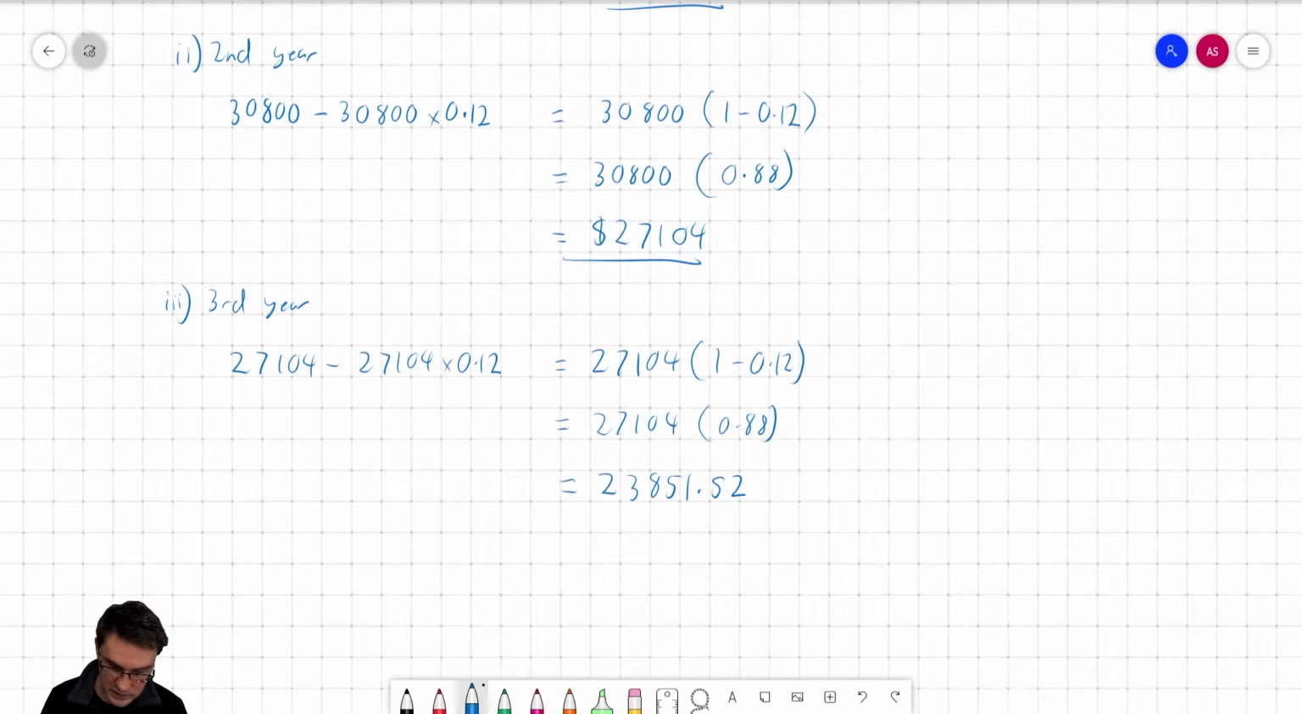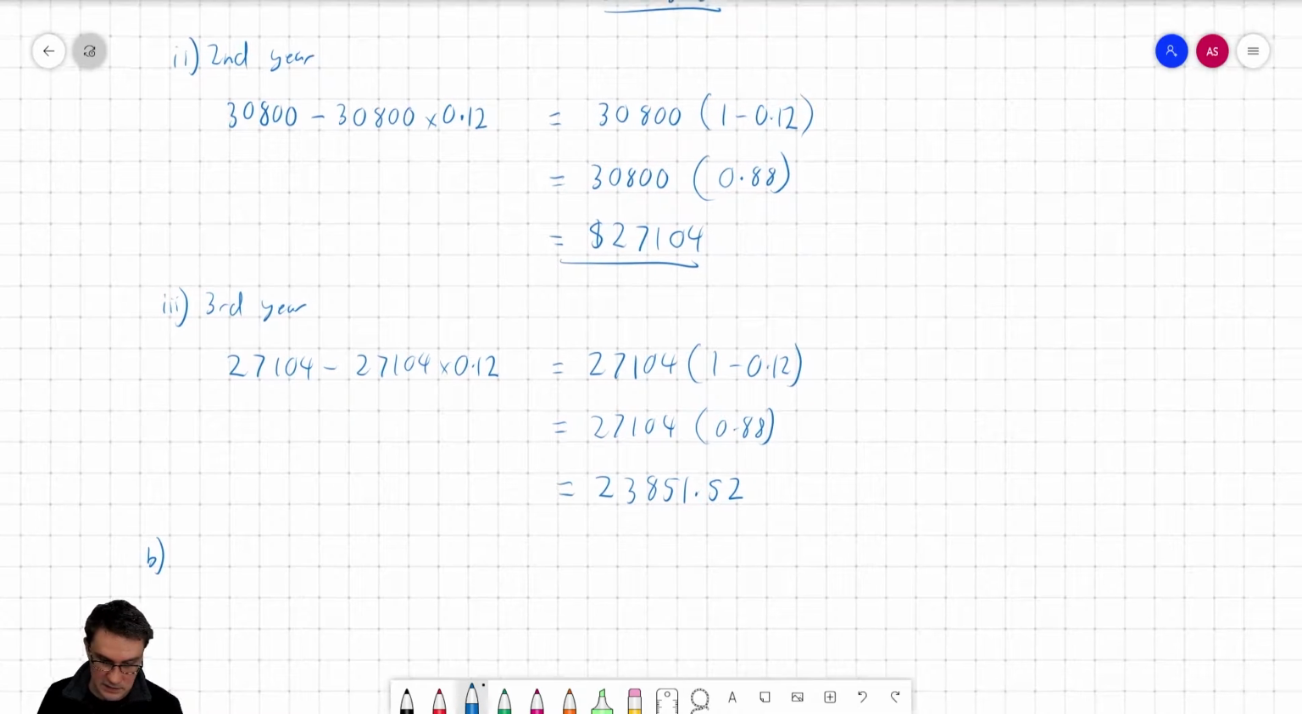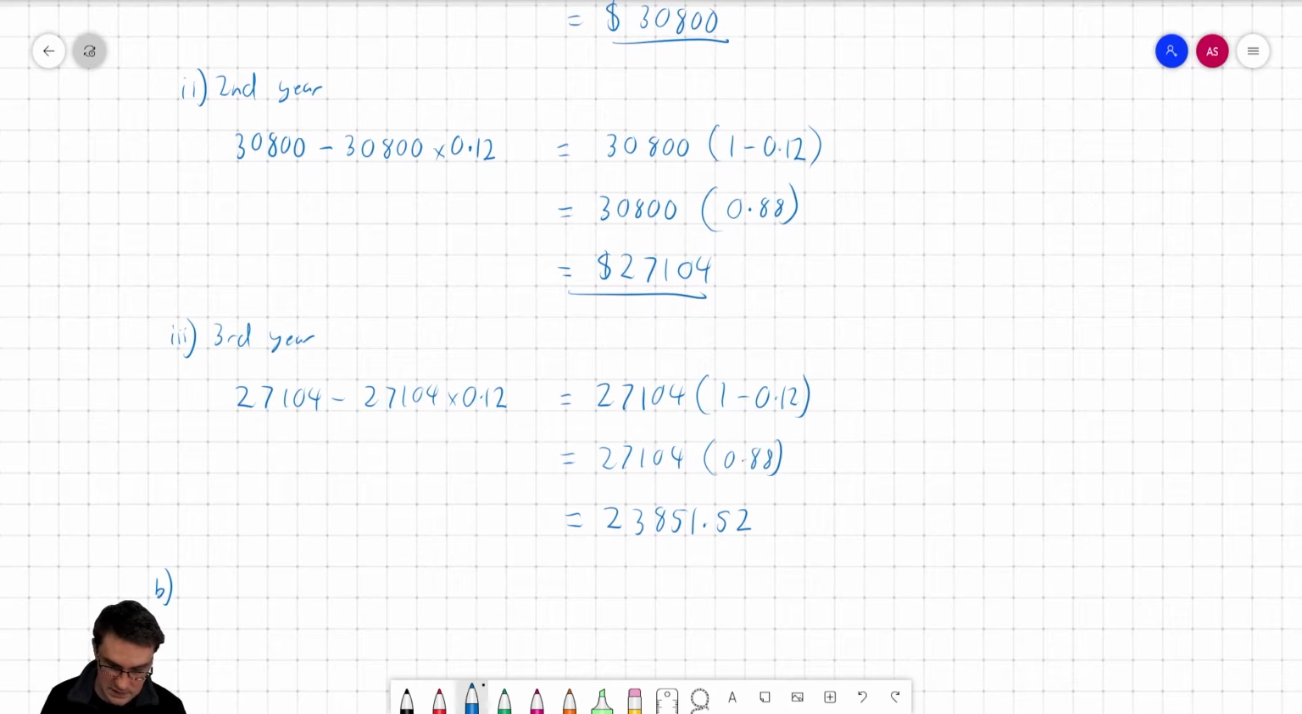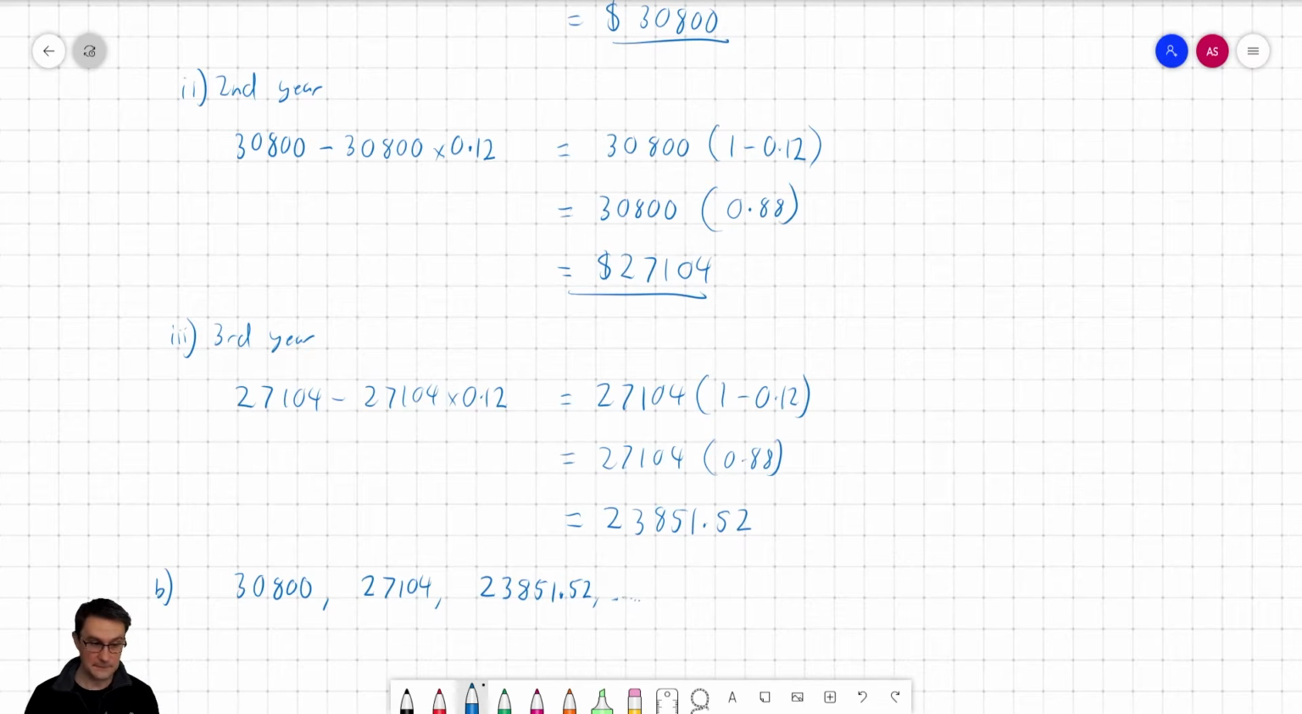Now from here, we can move on to start to write this as a sequence really, really easily. So if we just go back up a bit, we can see the first year gives us 30,800. That's going to be the first year. Then we have a comma because we're dealing with a sequence rather than a series. Then the second year is 27,104. Then the third year gives us 23,851.52. And then that would continue on indefinitely.